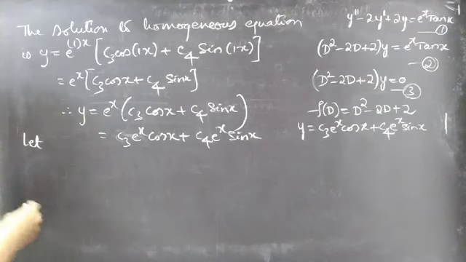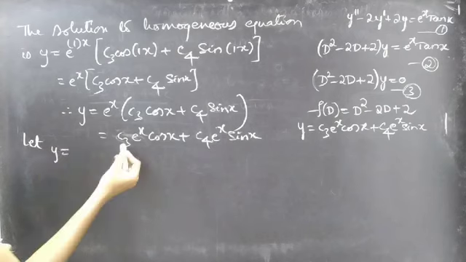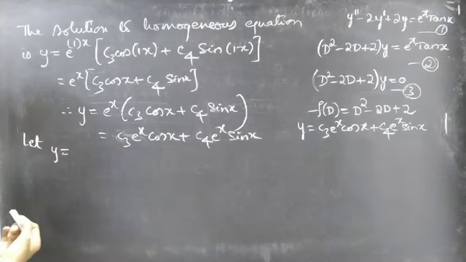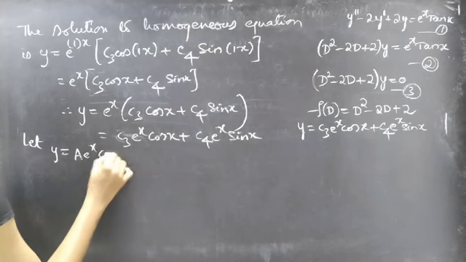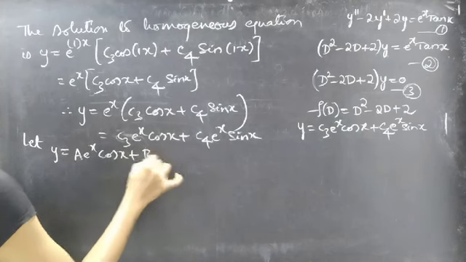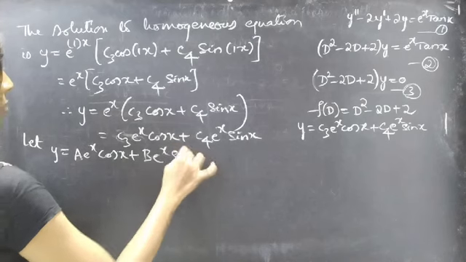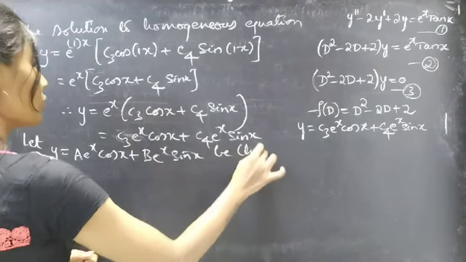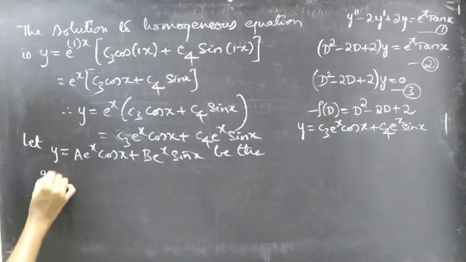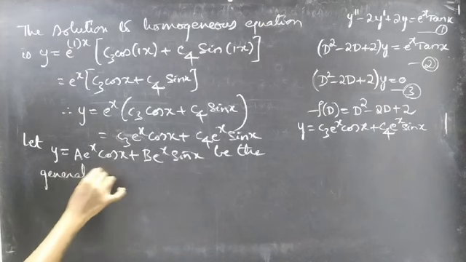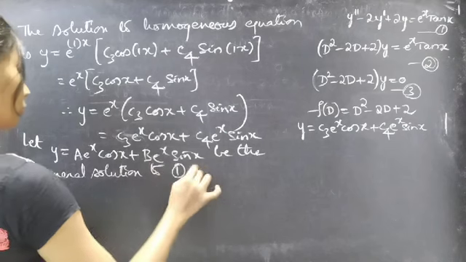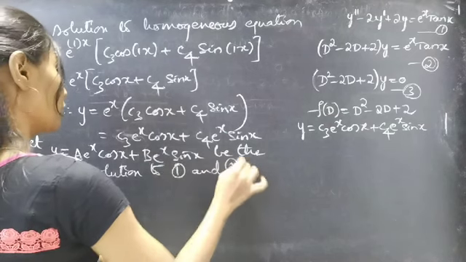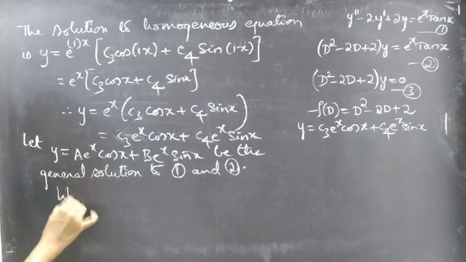Let y equal to, just replace the constants or parameters with some functions of x, a and b. We'll get y equal to a e power x cos x plus b e power x sin x be the general solution to 1 and 2, where a and b are functions of x.